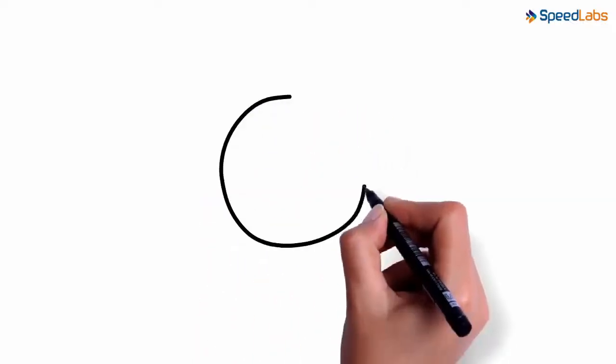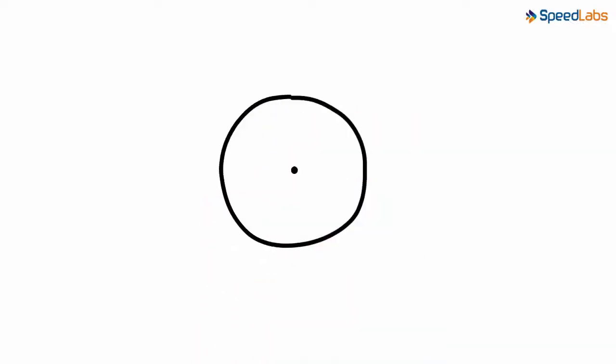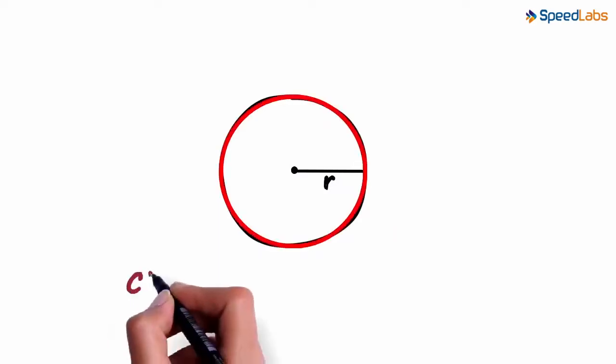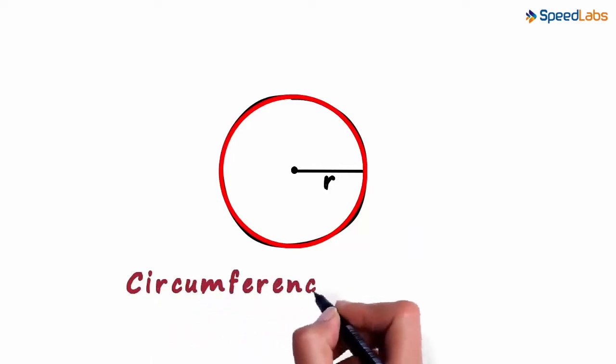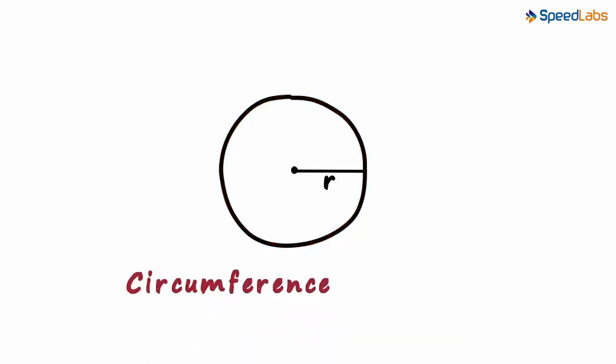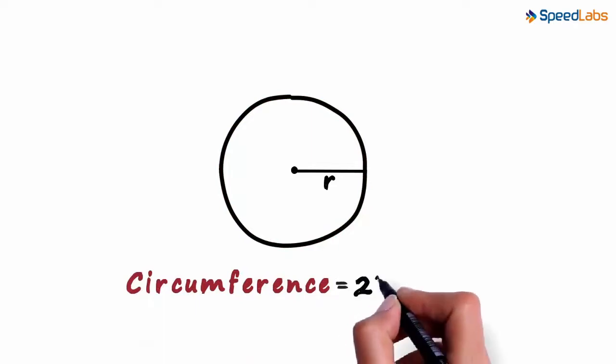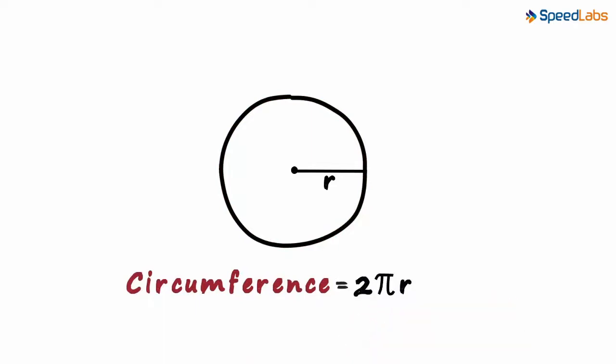Let's draw a circle with a center and let the radius of the circle be r units. The length of the boundary of the circle is called the circumference. We know that the circumference of the circle is given by the formula 2 pi r. The circumference is just the boundary or the perimeter.